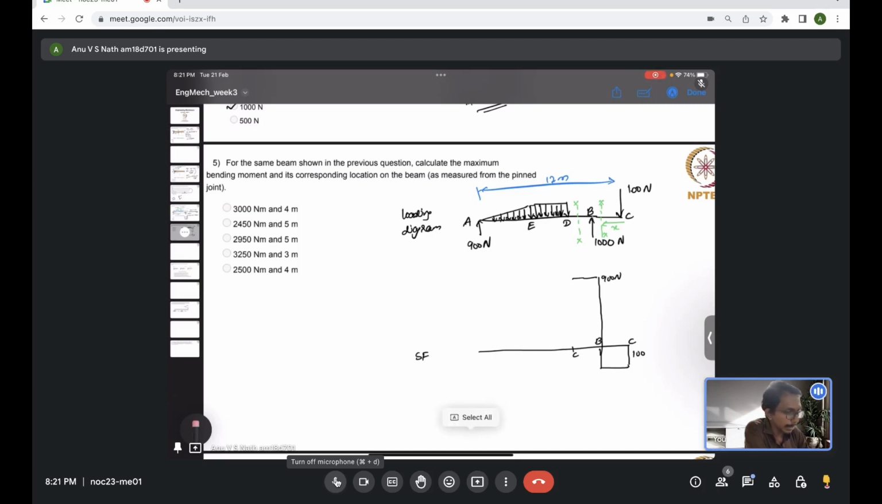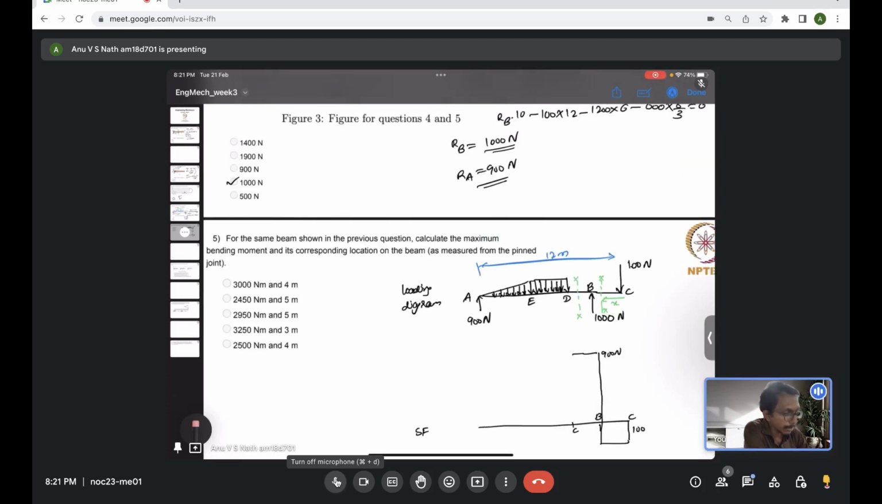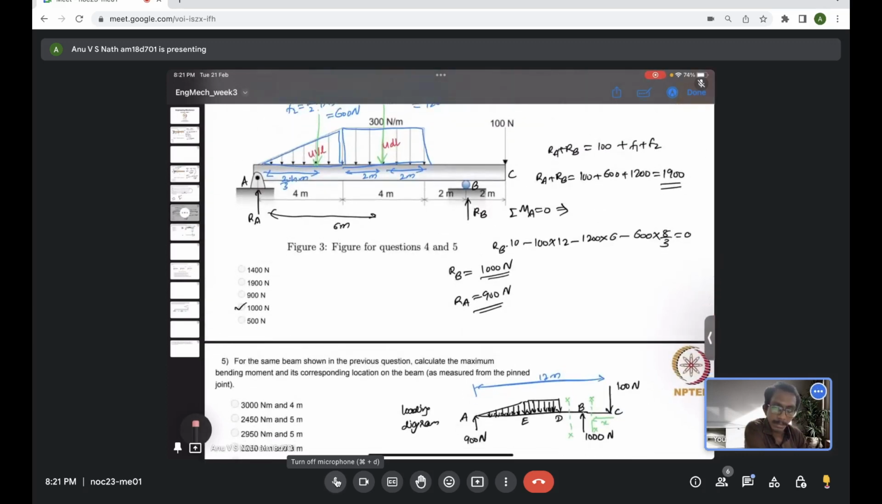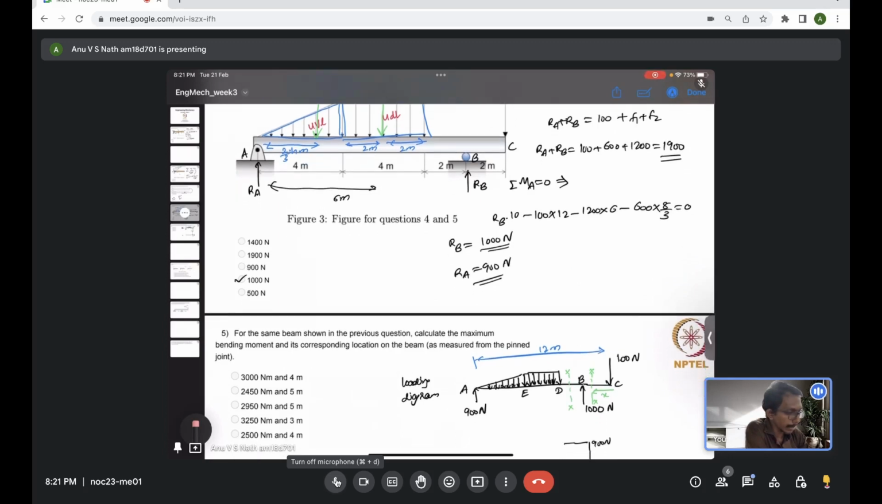So is the loading diagram clear, right? Basically we are actually plotting all the loads here. So you can see both the question and the loading diagram that I have drawn. The externally acting loads UVL, UDL and the 100 Newton I have plotted here in the locations AE, ED and at the point C. Then you will have external support reactions at location A, which is 900 Newton, and at B 1000 Newton.